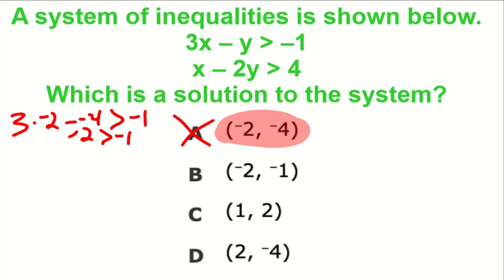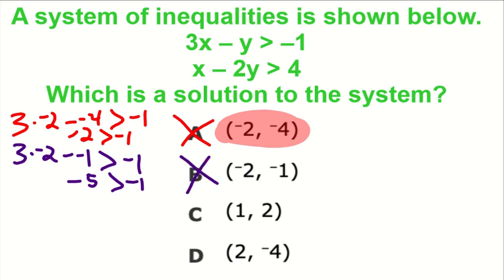All right, so we do it again for the next one. I've got 3 times -2 minus -1, and we need it to be greater than -1. 3 times -2 is -6, minus -1, we do same change. That's -5. Is -5 greater than -1? No. So on to choice C.